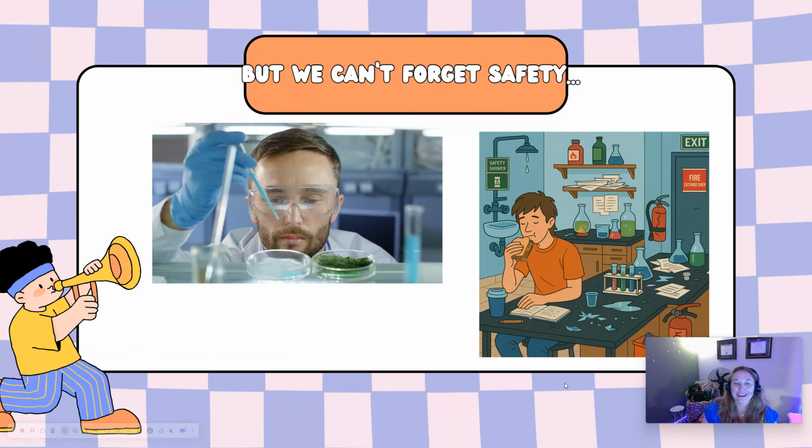But of course, we cannot forget lab safety was also part of this first day, where we learned about the different rules in the labs to keep us safe, whether that was our PPE or personal protective equipment, how to wash our hands, when to wear our goggles and gloves, tie our hair back, that sort of thing. And of course, we have this fun AI generated image here where this person is not being safe.